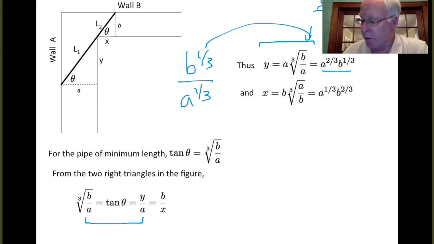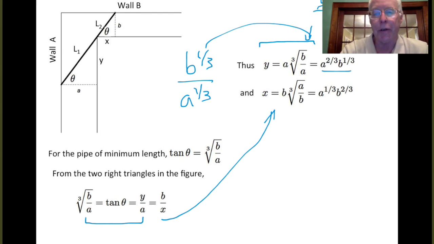For x, it's very similar. We have to do a little bit with reciprocals here, but the x is going to be b times the cube root of a over b. Some nice symmetry there. And by similar algebra with the 1/3 powers, this becomes a to the 1/3 times b to the 2/3.